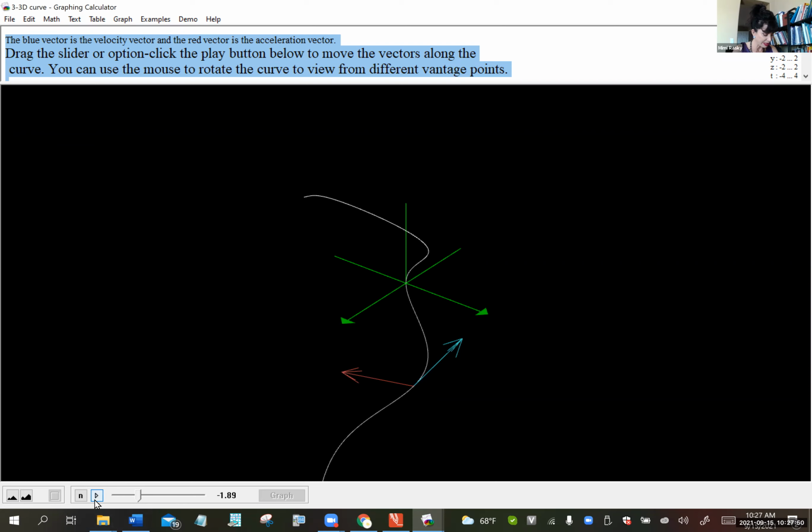Okay, so if I hit play here, let's see what happens. Whoa, check out. So the blue is the tangent vector. That would be the velocity vector. And the red is the acceleration vector. Sometimes they're orthogonal, like at different points, but most of the time it looks like the velocity and acceleration vectors are not orthogonal. Ooh, isn't that kind of pretty?